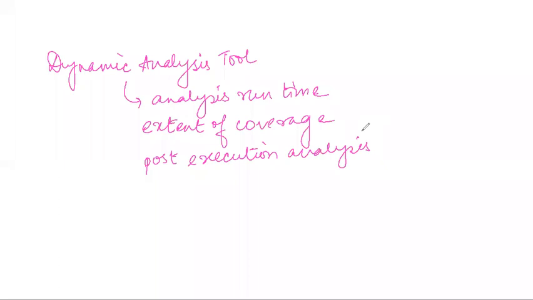And these reports which I am talking about, the results are displayed in the form of either a histogram chart or a pie chart. So the reports which are generated after the dynamic analysis is done using the dynamic analysis tool on the software are in the form of histogram and pie chart, and they describe the structural coverage which is achieved for the different modules of the program.